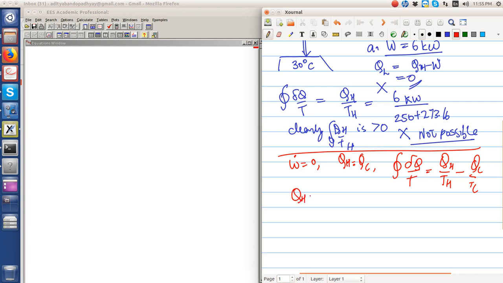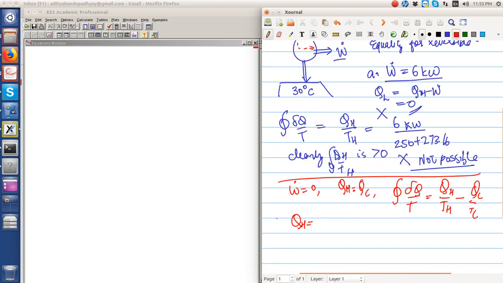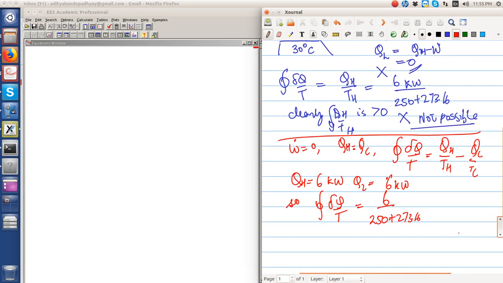Here QH is given as 6 kilowatt. QL is also equal to 6 kilowatt. So the closed integral of del Q by T is equal to 6 by 250 degrees Celsius, and the amount of heat lost is also equal to 6 kilowatt.